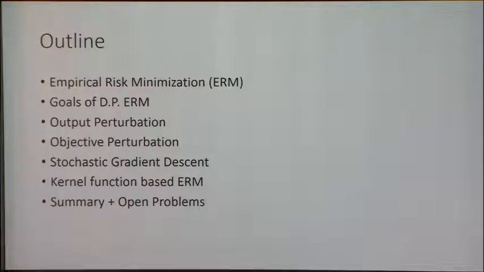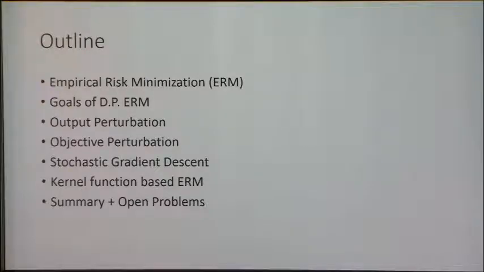And then I'll talk about two very popular algorithms in this area called output perturbation and objective perturbation. Both of these algorithms were initially proposed by this very nice work by Kamalika Chaudhuri, Claire Monteleoni, and Anand Sarwate. And then I'll very briefly discuss stochastic gradient descent methods, which can be thought of as more practical algorithms for solving these differential privacy or privacy preserving empirical risk minimization type of problems. And I'll briefly talk about some other empirical risk minimization settings called kernel function based empirical risk minimization. And then I'll conclude with a summary and some open problems that I think are interesting.